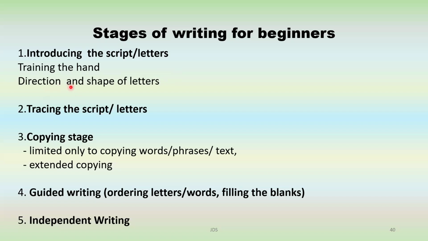Then the shape and the direction of the letters, that means using an arrow. If it is, say, B, you have to start from the top line and come down, then draw a curve. Likewise, you teach them the direction and shape of the letter. In the letter writing book, or maybe on the board, the teacher needs to make them identify the shape of the letter. Or writing in the air using the finger, the teacher can write in the air and show.